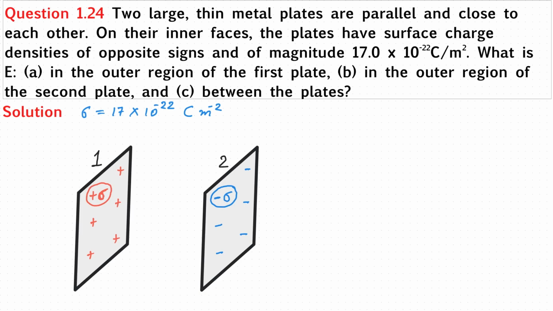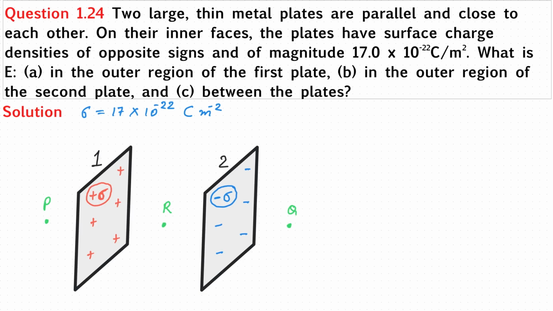Now they have asked us the electric field at 3 points. Let us say this is point P, and then this is point Q, and here is point R. See, point P is the outer region of the first plate, point Q is the outer region of the second plate, and R is the point between two plates. So we need to find out the electric field at these 3 points. So let us solve it one by one, but before that, let us discuss one thing.